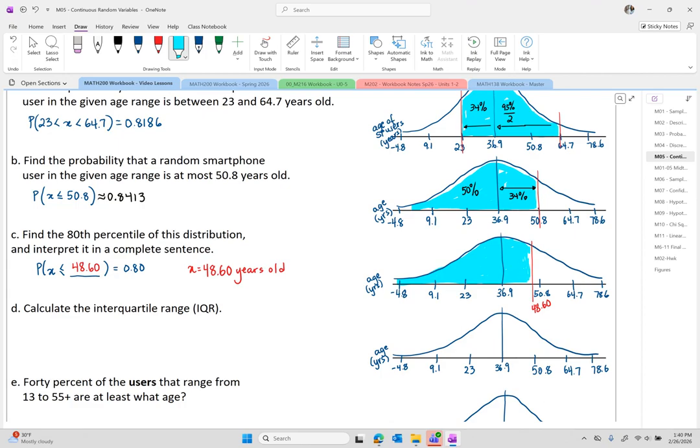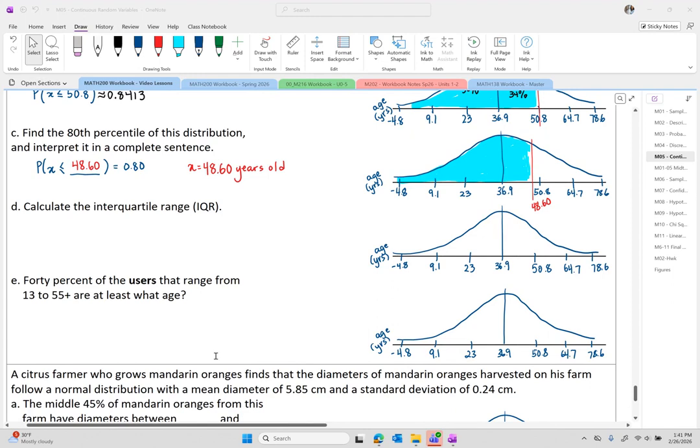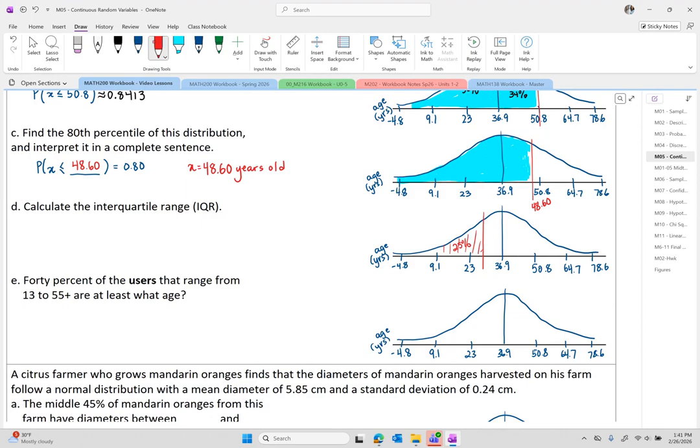To calculate the interquartile range, IQR, remember that we are looking for 25% of the data below quartile 1 and 25% of the data above quartile 3. So we want this area to be 25%, 0.25, and we want this area to be another 25%, another 0.25.